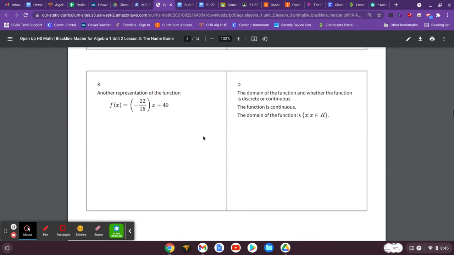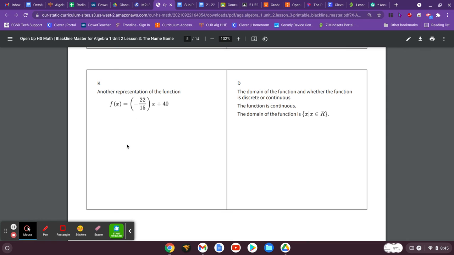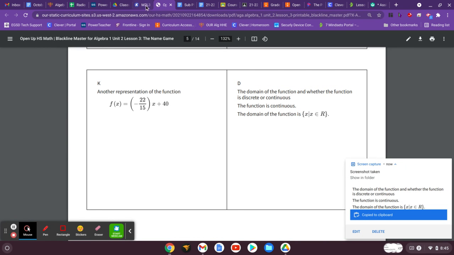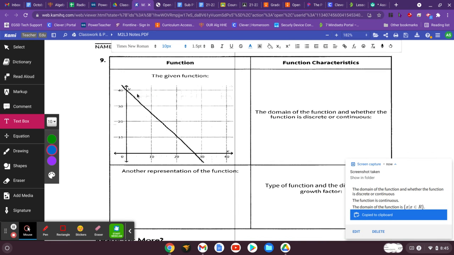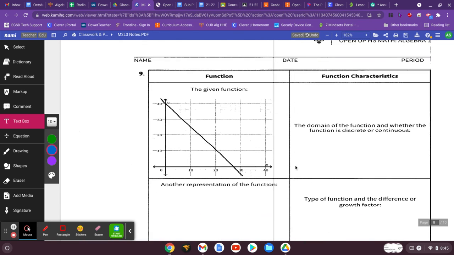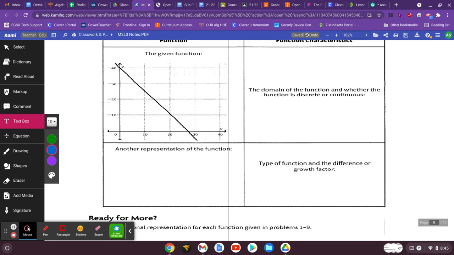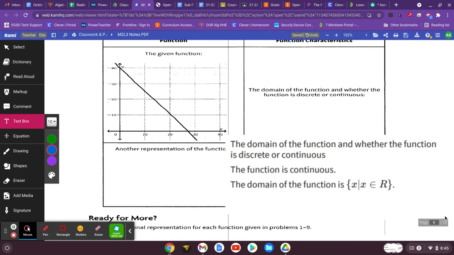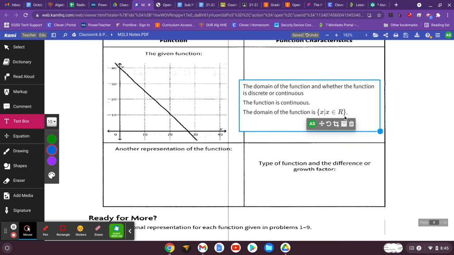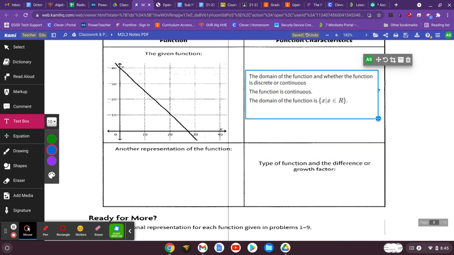So what we're left with are K and D. If we read this or look at this, it's linear, it is continuous, and oh, I'm still back here. It's linear, it's continuous, and it's all real numbers, right? So that does work for that guy.